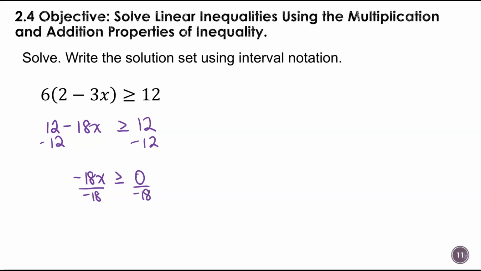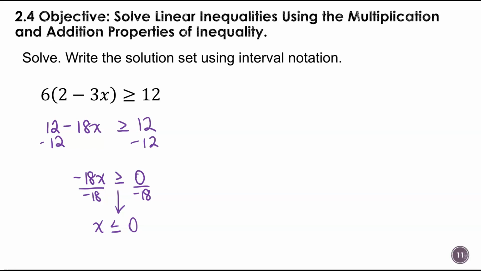Now you might wonder, do I have to flip the inequality this time because it's a 0? Well, the fact that it's a 0 actually doesn't matter. It's what you're dividing by. We're dividing by negative 18, so we must switch the direction of our inequality because of dividing by that negative number. So that's going to be x is less than or equal to 0. And notice I did switch my direction.